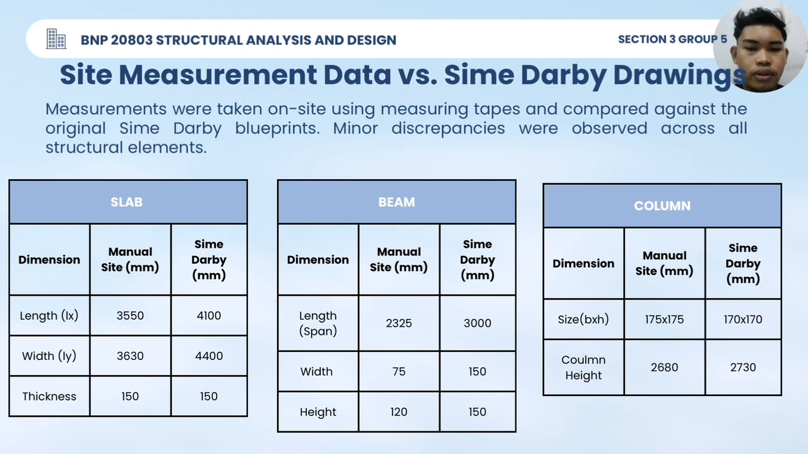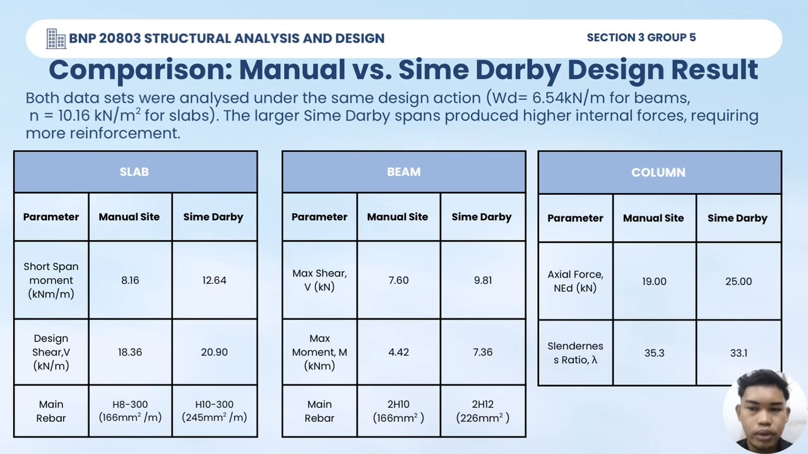Third is column. For the measured size of base times height for the manual site measurement is 175 times 135. Meanwhile, for the standard it is 117 times 117. Second is column height. For the manual site measurement, actual height is 2680 mm, but for the standard drawing it is 2713 mm.